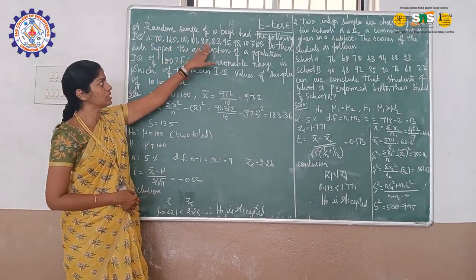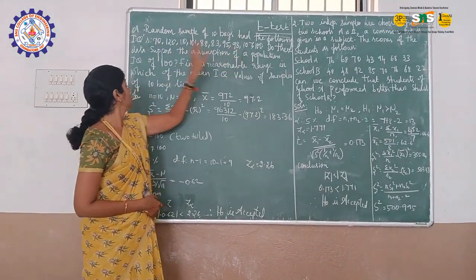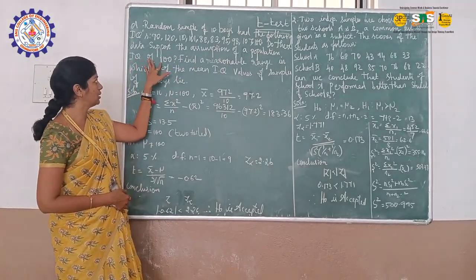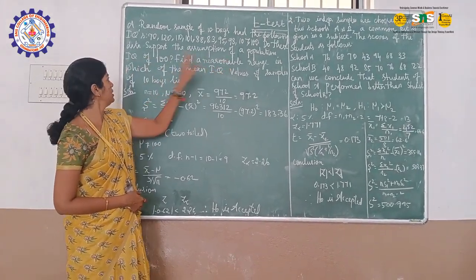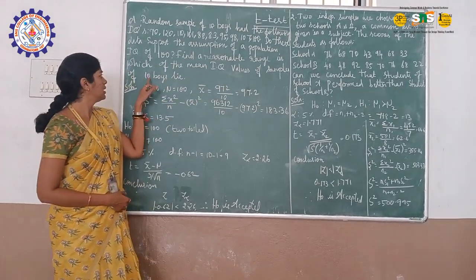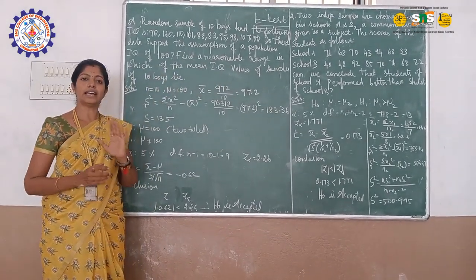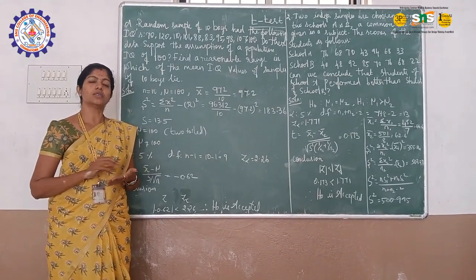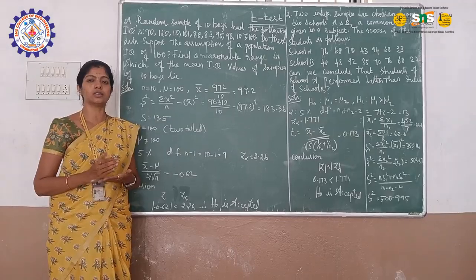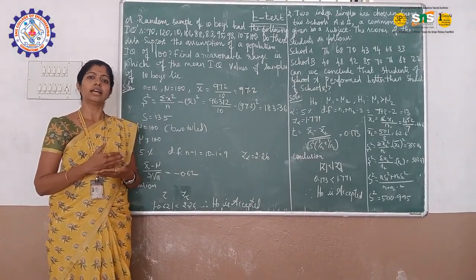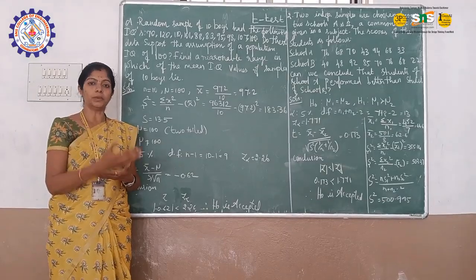We are having some data based on IQs of the 10 boys. Data support the assumptions of population IQ of 100. Find a reasonable range in which the mean IQ value of the sample of 10 boys live. So we are having 10 boys, and for them we are having some IQ levels. Overall population IQ is 100. So we have to check the sample IQ level is matching with the population IQ level.